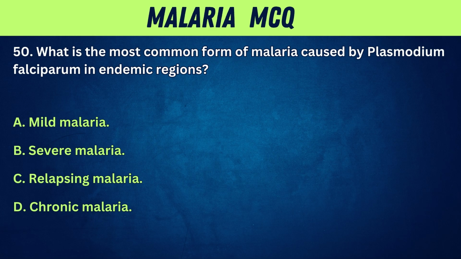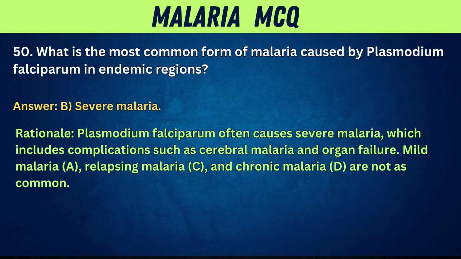A. Mild malaria. B. Severe malaria. C. Relapsing malaria. D. Chronic malaria. Answer: B. Severe malaria. Rationale: Plasmodium falciparum often causes severe malaria, which includes complications such as cerebral malaria and organ failure. Mild malaria, A, relapsing malaria, C, and chronic malaria, D, are not as common.